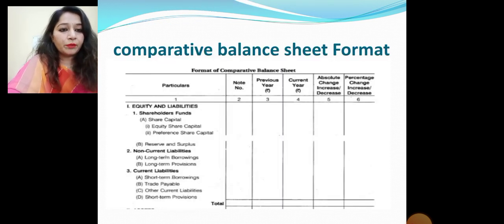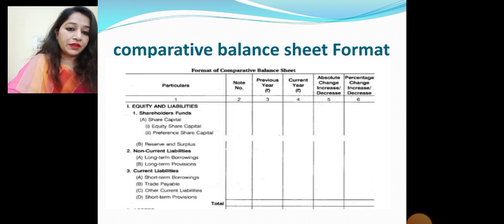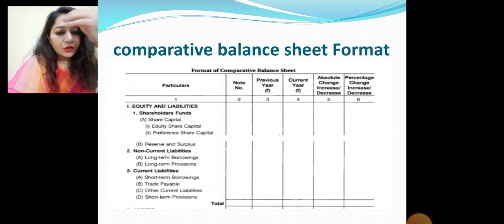And this is the pro forma. First, it is the column of particular. Second, note number, whatever note number is there. Third, previous year amount. Fourth, current year amount. Fifth, absolute change, the increase and decrease. If current year is less than previous year, then there will be a decrease, and if current year is more than previous year, then it will be an increase. Then percentage, and this is the pro forma of particular.